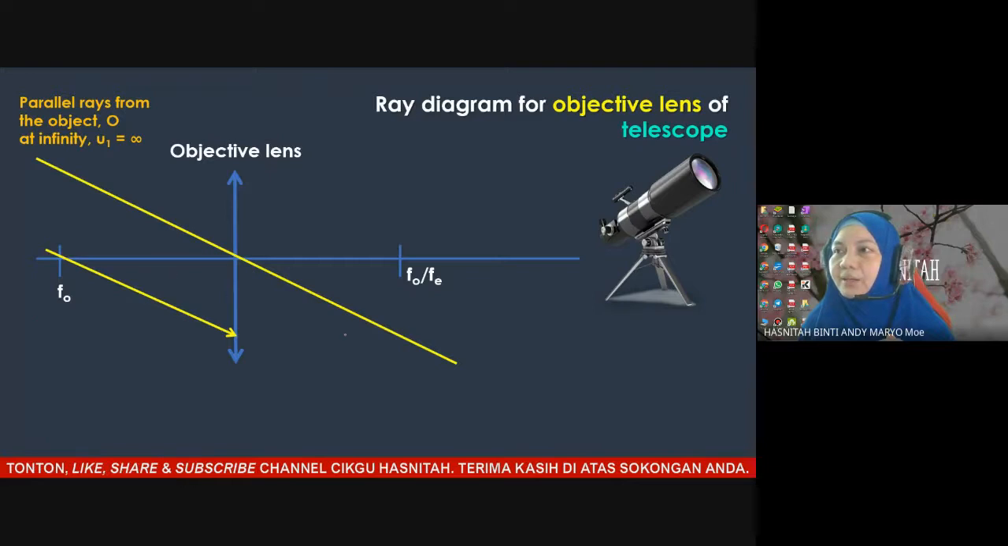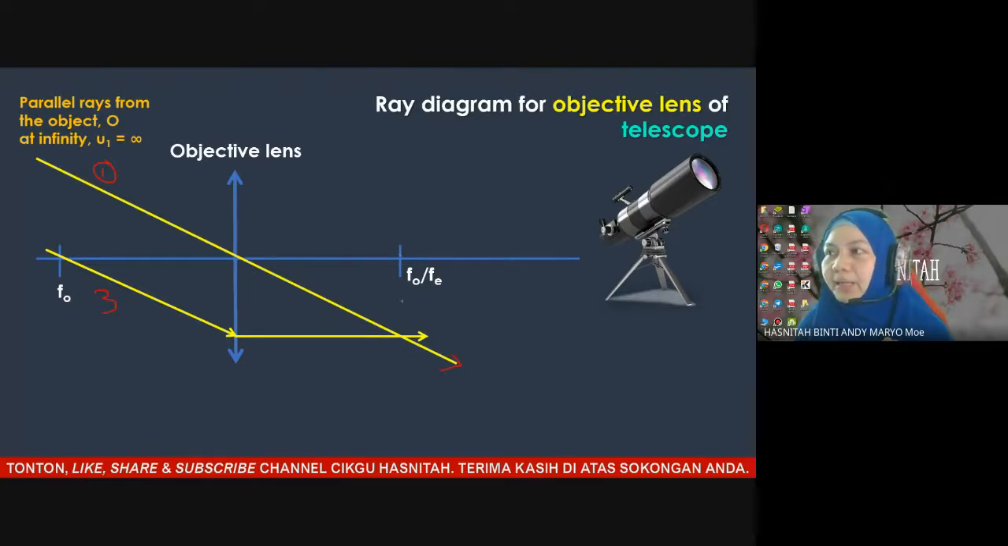Okay, you can see it. Sorry, I missed the arrow here. You can draw the arrow. Okay, then this is follow rule number 1. This is follow rule number 3. Okay, it goes to F and then will refract parallel.